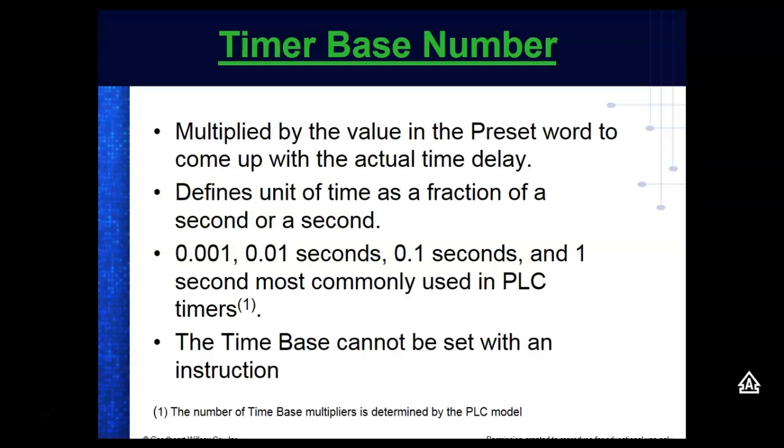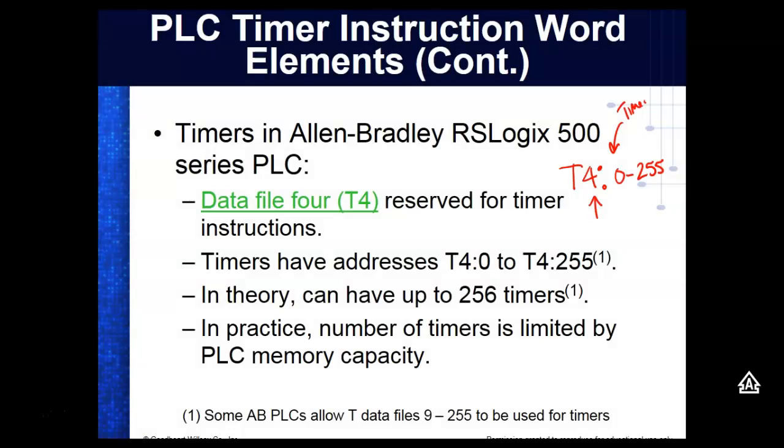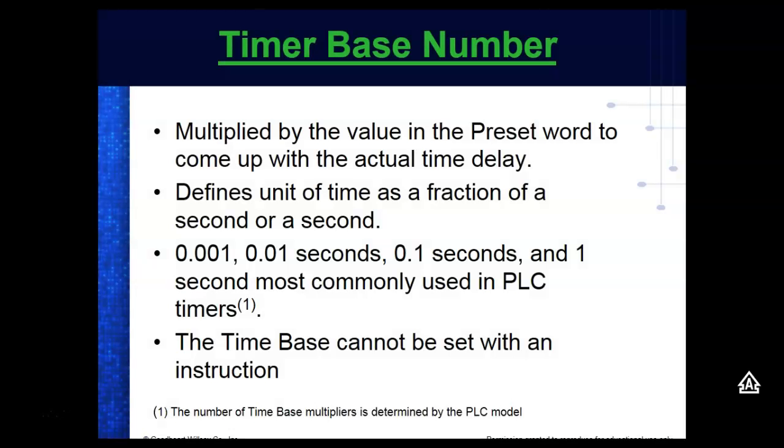Multiply the preset. First of all, the preset value is not the time. The preset value has to be multiplied by the time base to come up with the time. Y'all understand that? It would be the time if we use the multiplier of 1. And by the way, RSLogix 5000 did away with this, and Siemens TIA Portal did away with this too. RSLogix 5000 is in milliseconds. So if you wanted 10 seconds, you'd have to put 10,000 in there.